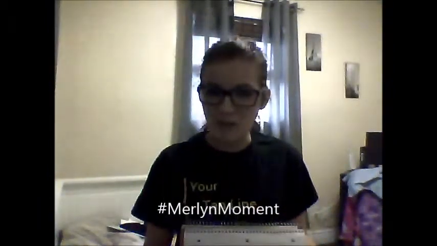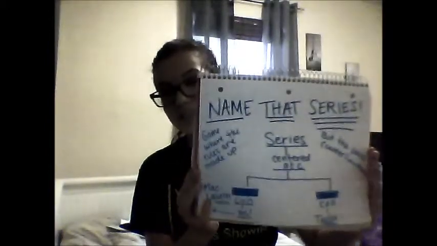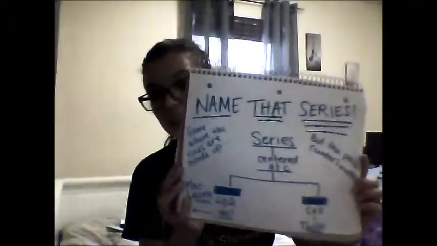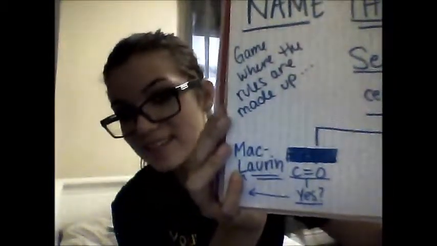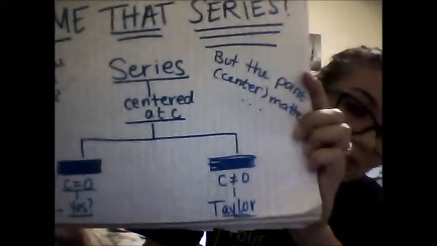If that seemed a little complicated, I'll make it really simple. We'll play a game called Whose Series Is It Anyway? It's a game where the rules are made up, but the points do matter, particularly the center. Alright, so a series is centered at c. Is c equal to 0? Well, yes, MacLaurin series. No, Taylor series. It's really that simple.